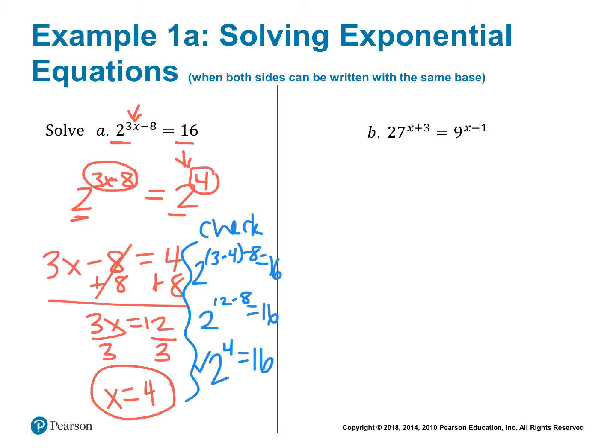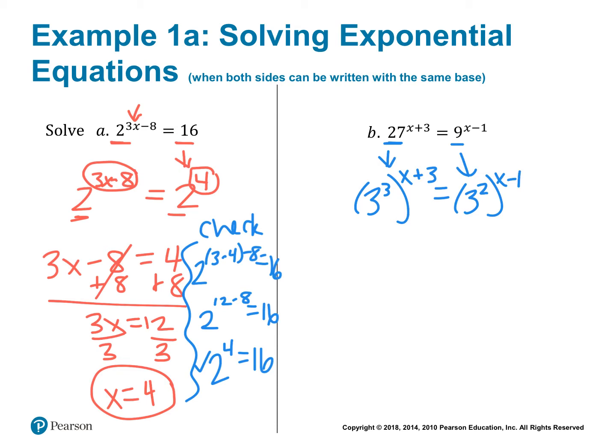Okay, let's try this next one. Letter B, we have 27 to the x plus 3, and then 9 to the x minus 1. So your first question you want to ask is, can I write 27 with a base of 9? No, you cannot, because if you did 9 to the first, that'd be 9. 9 to the second is 81. But hopefully you recognize that these can both have a 3 divided out of them. So this is the same as 3 to the third, then we'd have the x plus 3 exponent. And then 9 can be written as 3 to the second. So now they do have the same base.